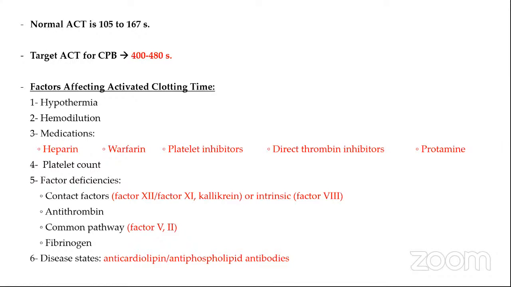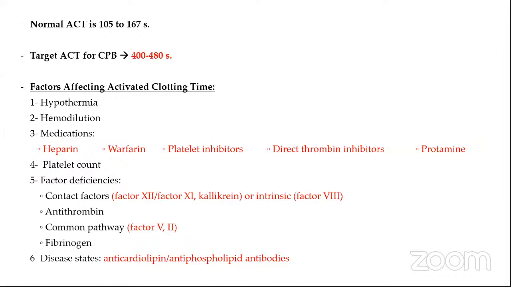All the factors that affect our ACT are hypothermia, hemodilution, and obviously medications like heparin, warfarin, platelet inhibitors, direct thrombin inhibitors, and protamine. If you notice, all of these things we see every day in cardiac surgery: hypothermia, hemodilution, and medication, obviously heparin, and sometimes platelet inhibitors as well. The other factors that affect ACT are platelet counts, whether thrombocytopenia or increased platelets, because as we mentioned before, heparin can even get bound to the platelets. So this is one factor that can affect your ACT too.